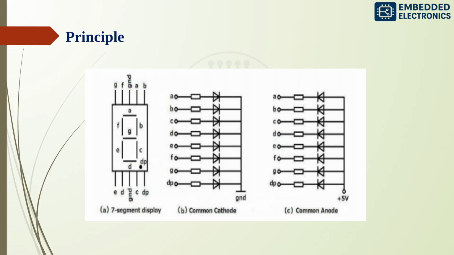The 7-segment display has an 8-shaped LED display device composed of 8 LEDs including this decimal point. The segments are respectively named A, B, C, D, E, F, G and this decimal point DP. The segment display can be divided into two types. One is common cathode and one more is common anode. Common cathode is connected to ground and common anode is connected to plus 5 volt.